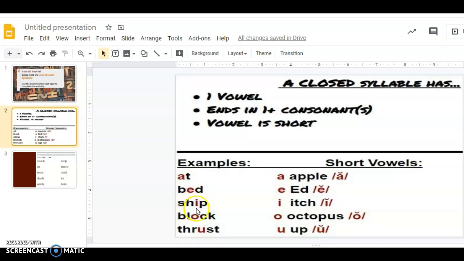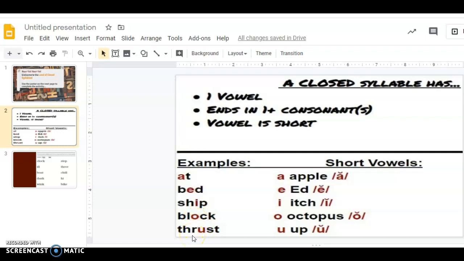Same thing for ship. There is one vowel in the word. It is closed in or ends in one or more consonants, and the vowel is making its short sound. Block would be another example of a closed syllable, because the word has one vowel, and the word ends in one or more consonants. In this case, it is a digraph, and the vowel is making its short sound.